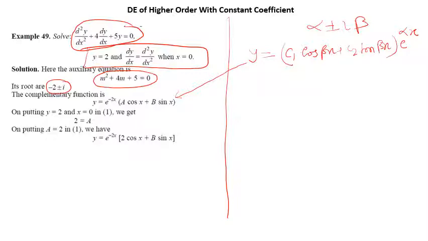X equal to 0, this term becomes 1. Cos 0 is 1, sin 0 is 0. Y is equal to 2 means A is equal to 2. Then replace in this differential equation A by 2. This is the solution of the differential equation with boundary condition.